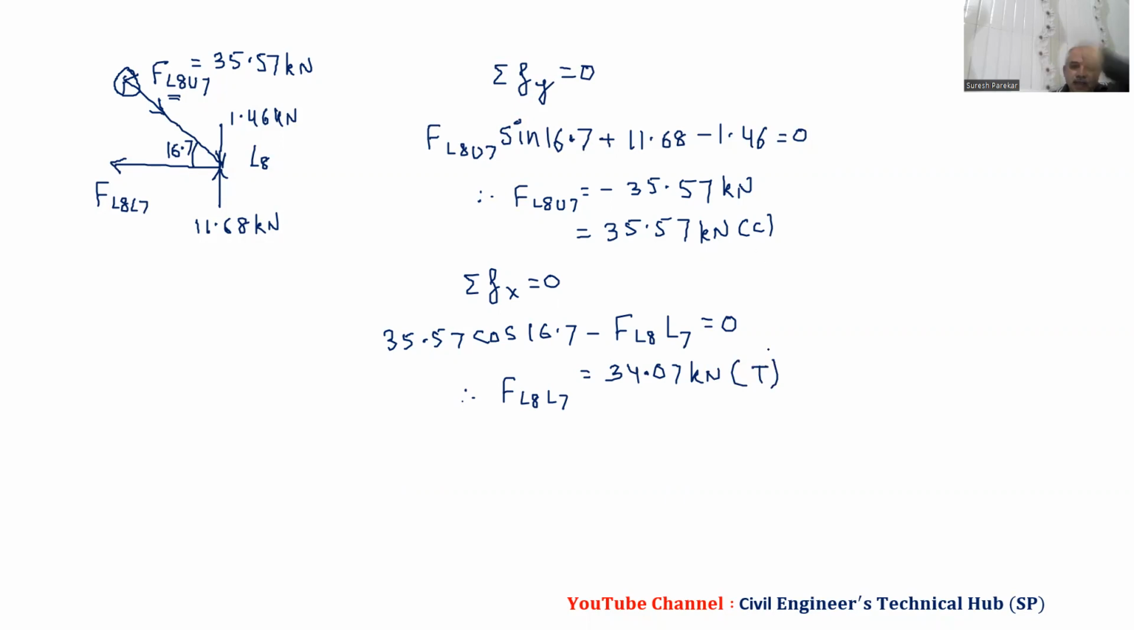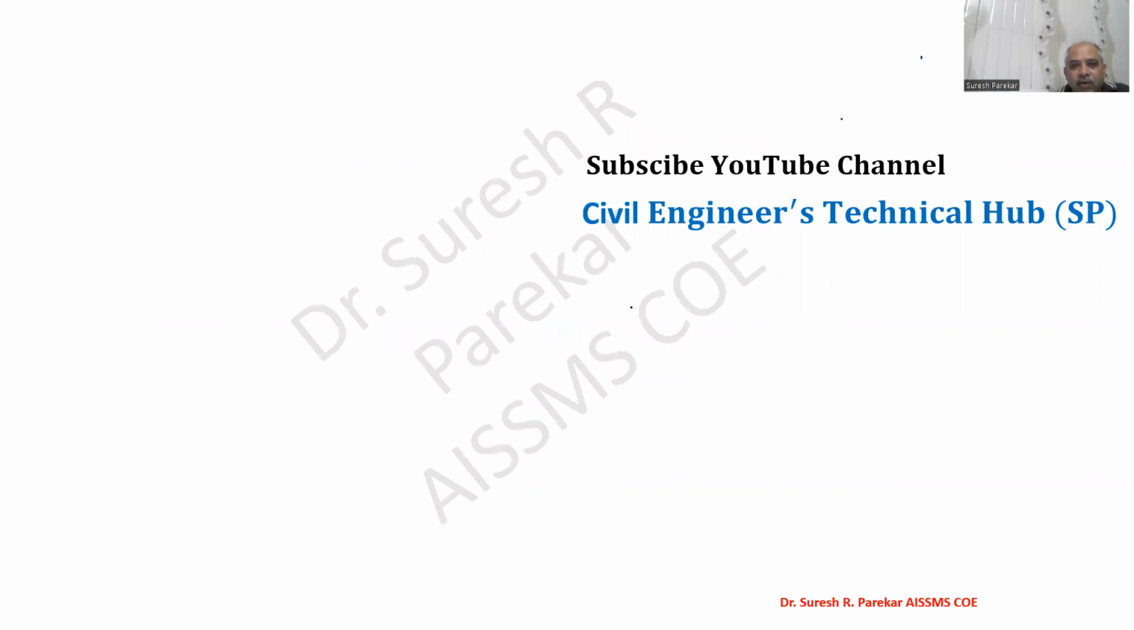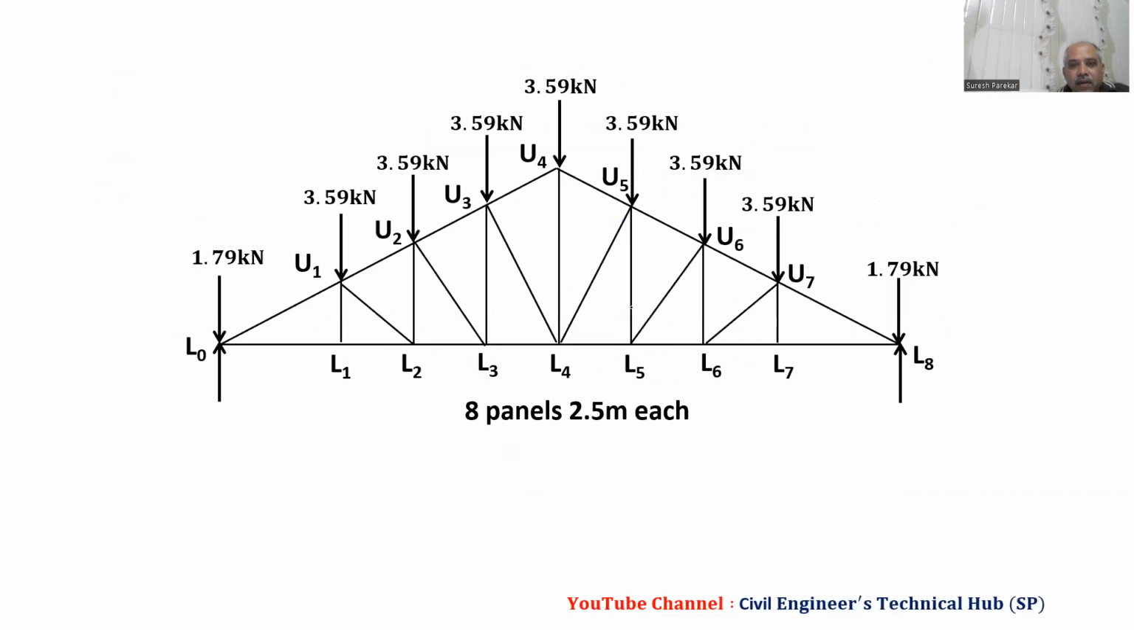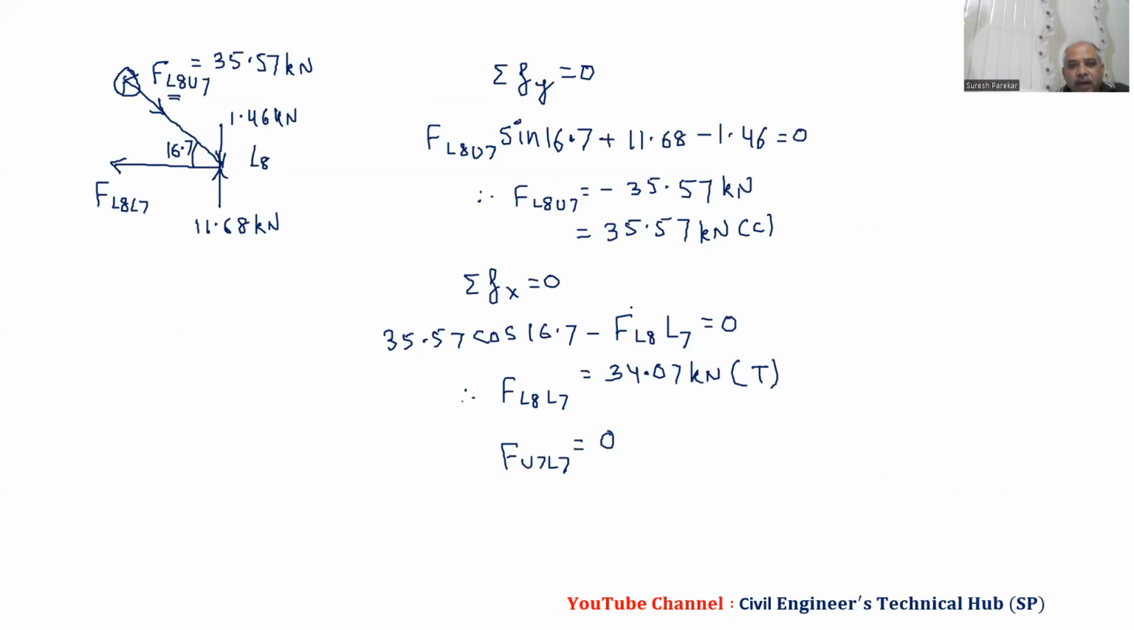Now we have this as compression, this as tension, and force in member U7L7, FU7L7, is equal to 0. So these are the forces due to dead load in the three members. Now we will go to the live load. So we have this 3.59 as live load.